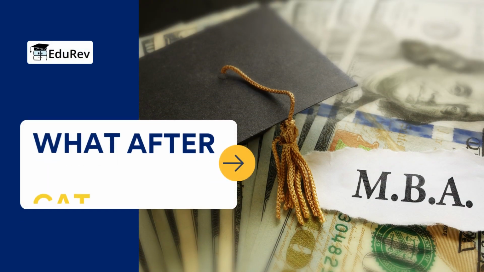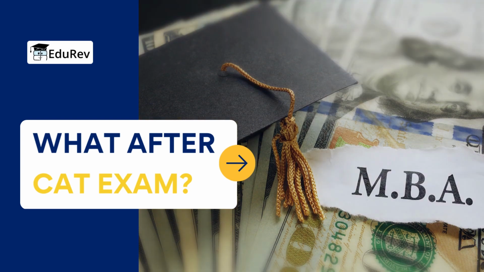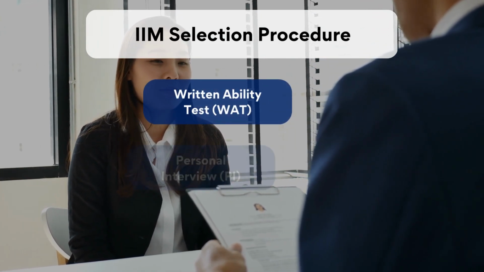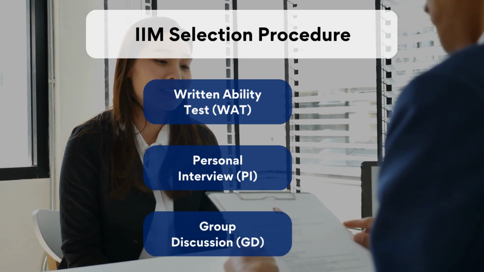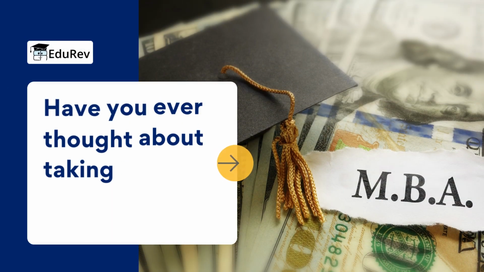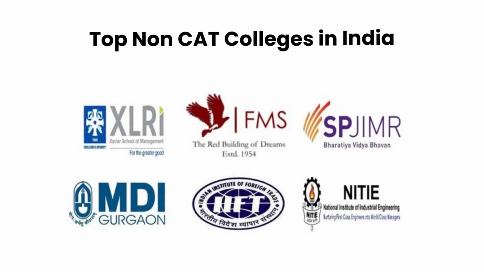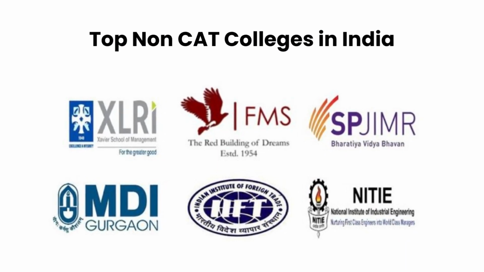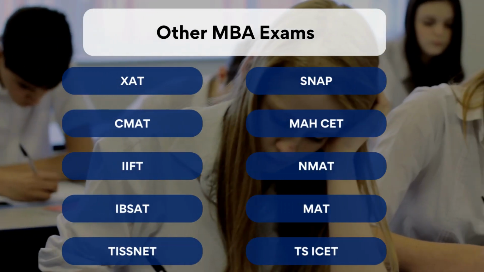After you clear the CAT exam, you are required to prepare for the next round of selection in various institutes. IIMs include WAT and PI for further selection, whereas some institutes include GD and PI. If you are preparing for CAT, then you must also prepare for other MBA entrance exams, which will increase your chances of gaining admission to top-ranked B schools. Here is a list of MBA exams other than CAT that you should consider preparing for.